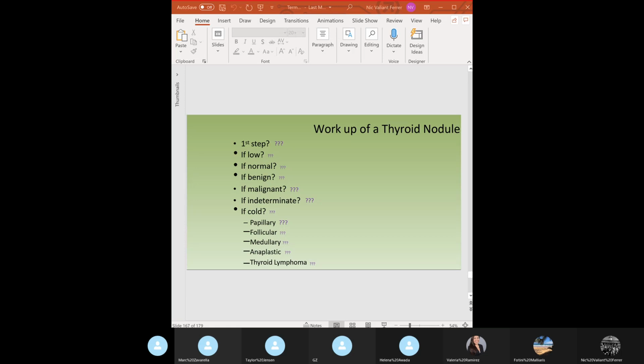Someone said it before. The iodine uptake test. Excellent. Why? Because we need to know what kind of nodule it is. Is it hot or cold? Then we check the nodule. Oh, it's normal. It's not hot. It's not cold. It's normal uptake. What's our next step then?